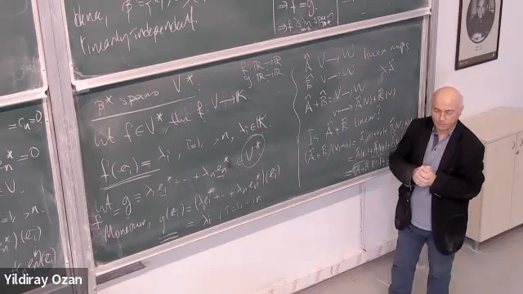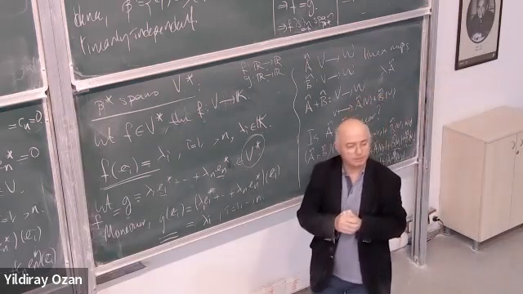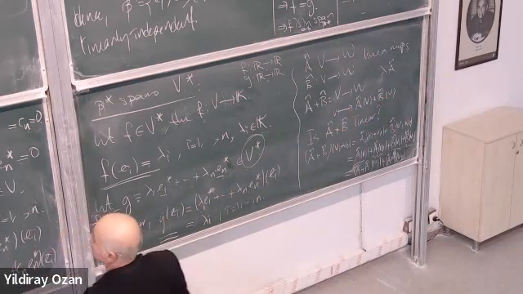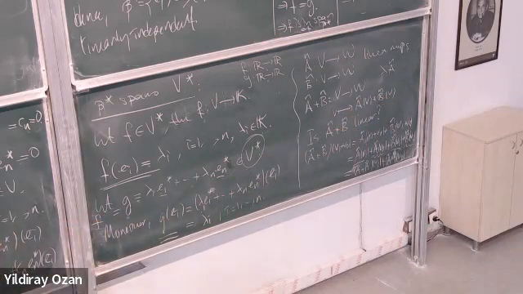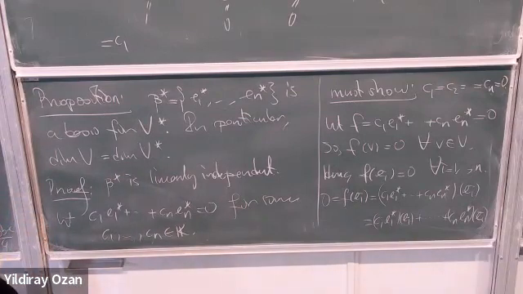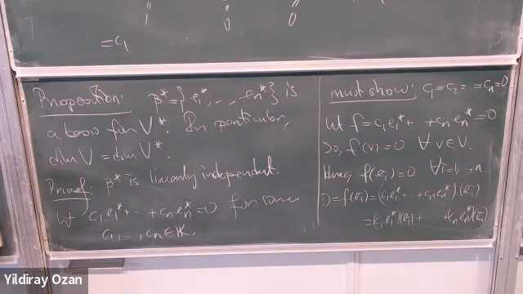So this finishes the proof. Therefore, V and V star have the same dimension. What about this dimension?